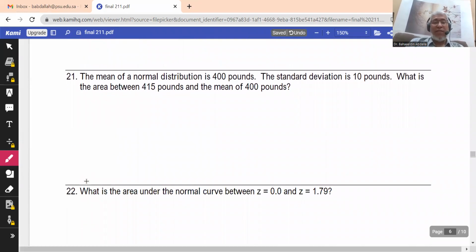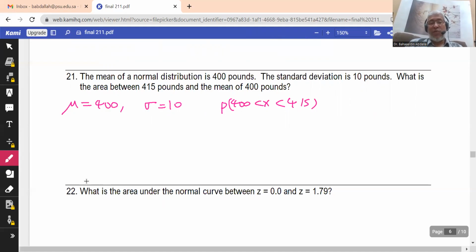The mean of a normal distribution is 400 pounds. The standard deviation is 10 pounds. What is the area between 415 and the mean of 400 pounds? So he needs the area or the probability that X is between the mean, which is 400, starting with the smaller number, and 415. So this is the probability that X is between 400 and 415. This will give you the area between these two numbers.